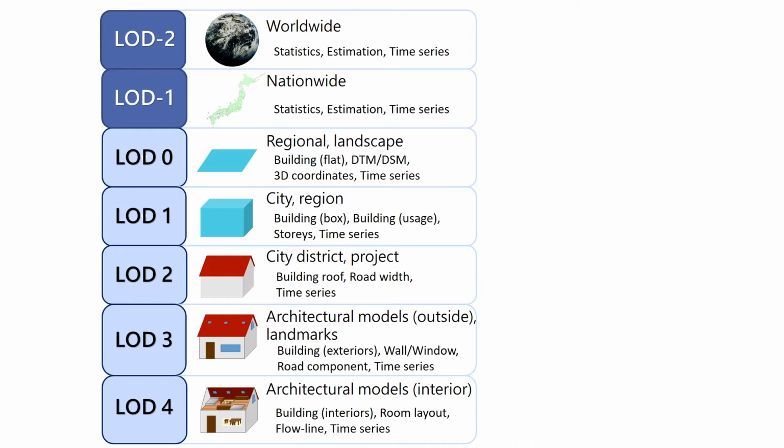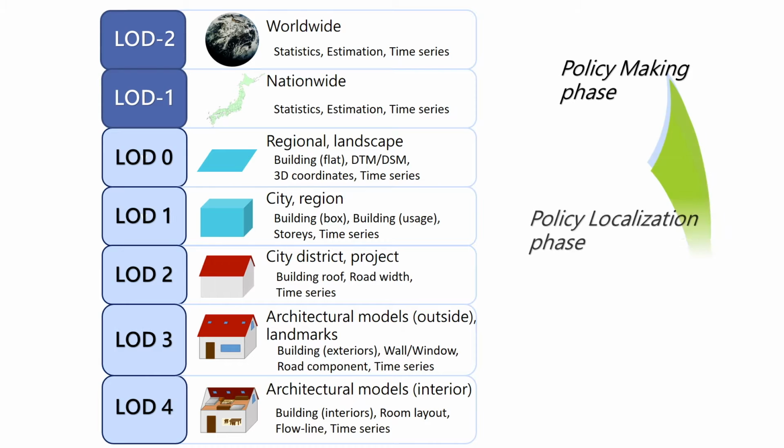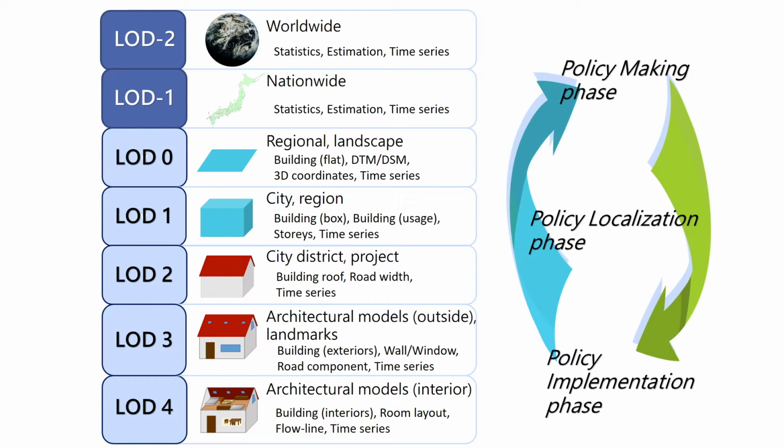This figure shows the structure of LODs with a global model of LOD-1 and -2. The global model enables using 3D city models in policymaking phases and allows us to store and share all the information necessary in the policy cycle in 3D city models.